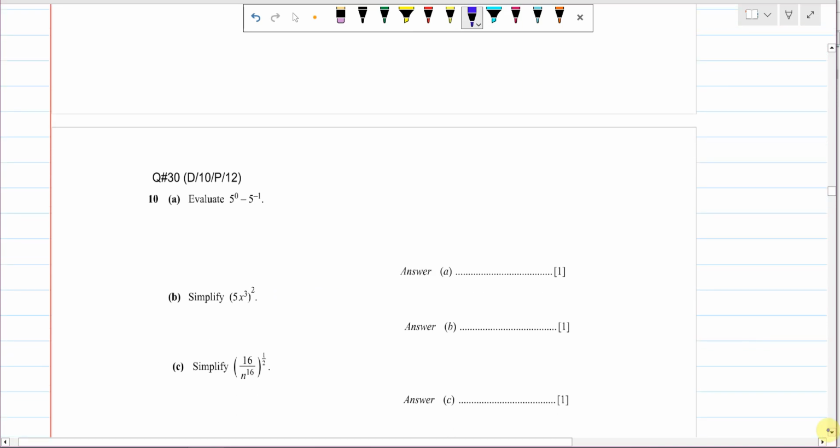5 power 0 is 1 minus 5 power minus 1. It will be 1 upon 5. Now you need to take LCM here. LCM is 5. It will be 5 minus 1 and the answer is 4 over 5.